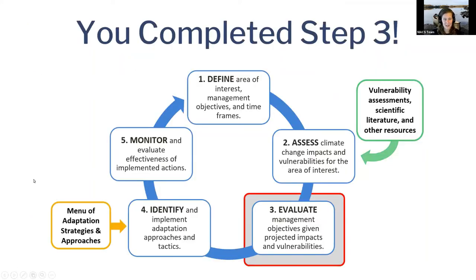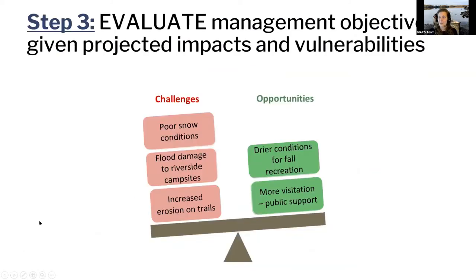So step three, as you recall from last week, is really focused on thinking about how climate change might affect your management goals and objectives, and evaluating those objectives, given all the climate change vulnerabilities that you identified from literature and other sources. So in step three, we ask you to sit down and think about how climate change might challenge your objectives, how maybe it can provide some opportunities for achieving your objectives, and to really weigh those things together to think about how feasible your objectives are going to be moving forward under an average business as usual management scenario.